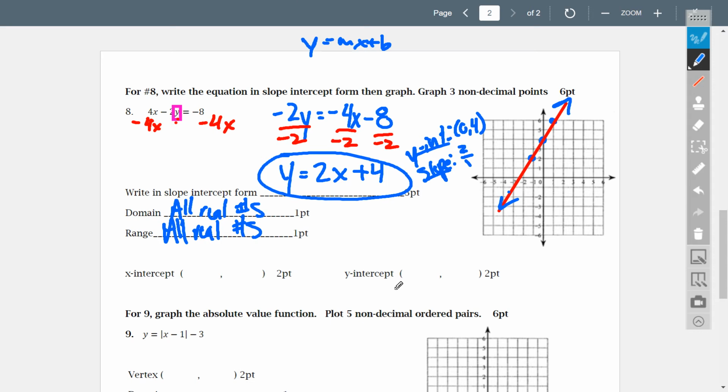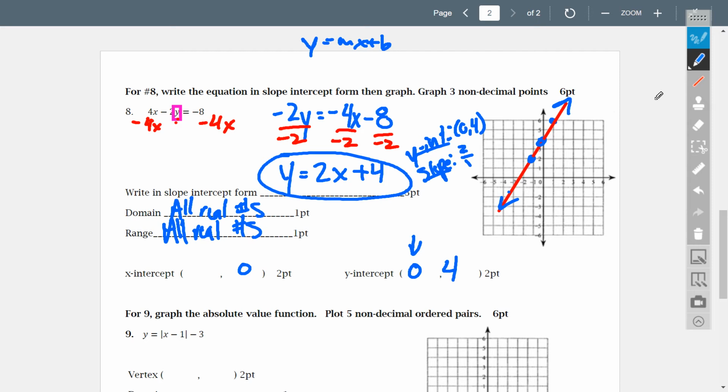Now the y-intercept here is pretty easy. We already have it. It's the point (0, 4). The x-intercept, however, we need to find by plugging in 0 for the y-coordinate. The y-intercept is always 0 for the x-coordinate. The x-intercept is always 0 for the y-coordinate.